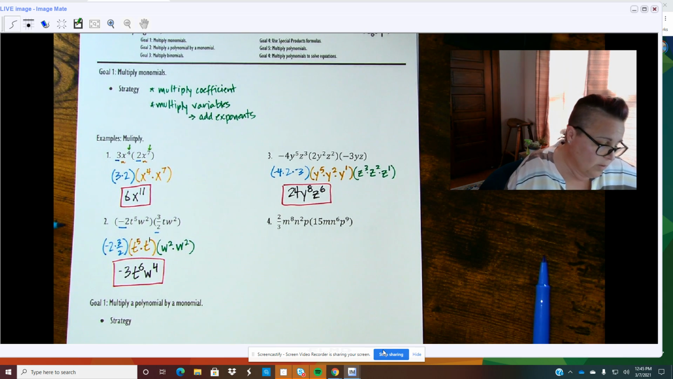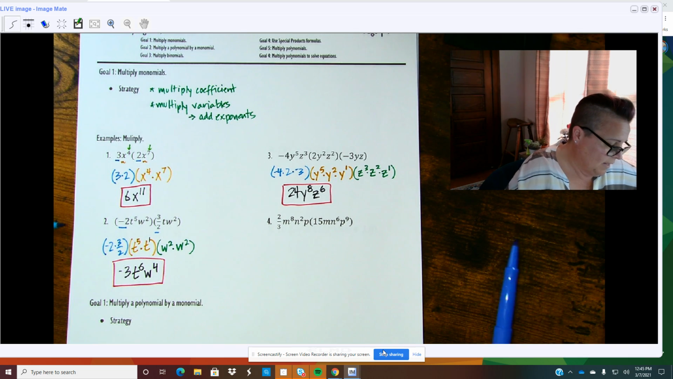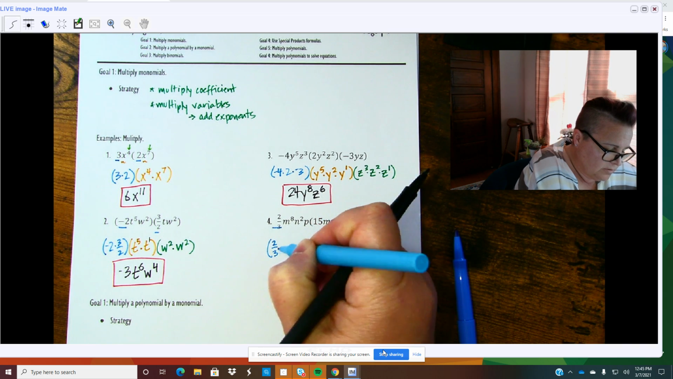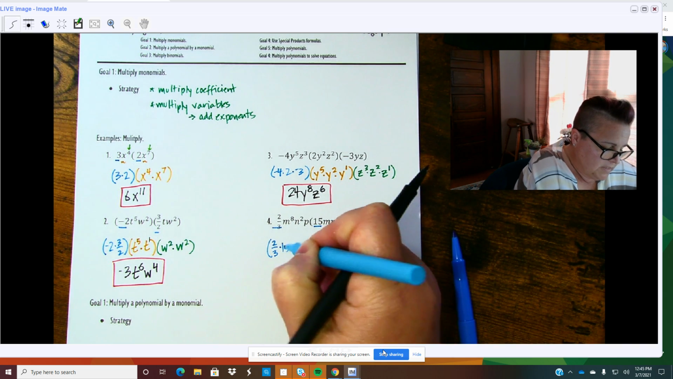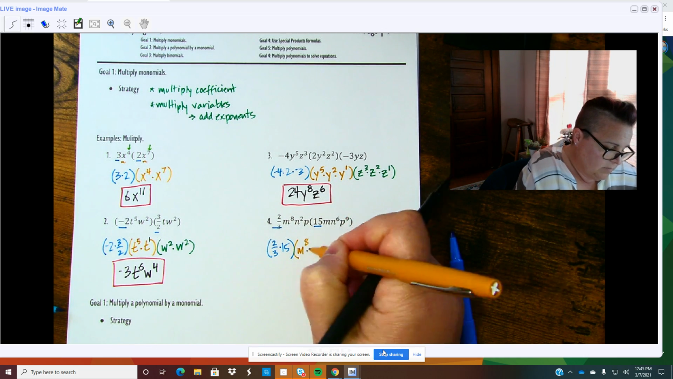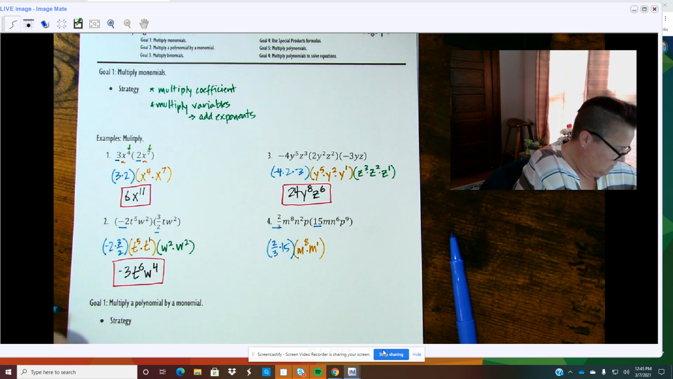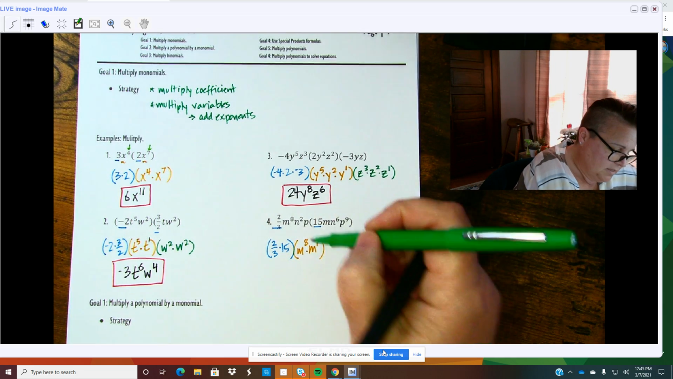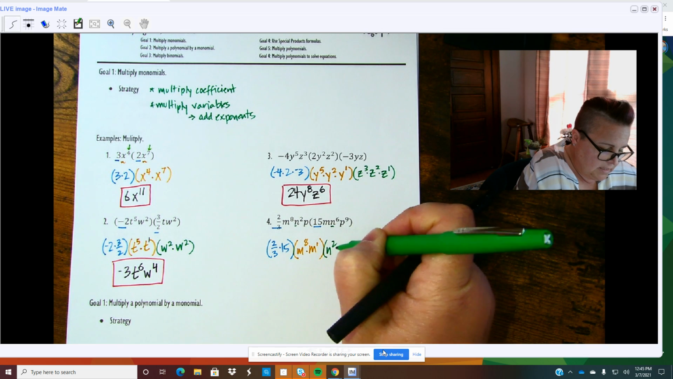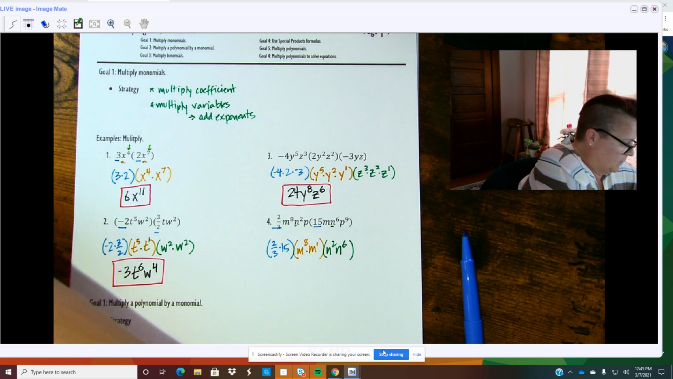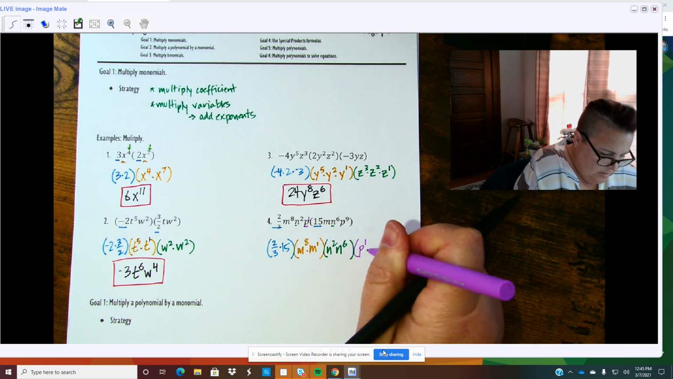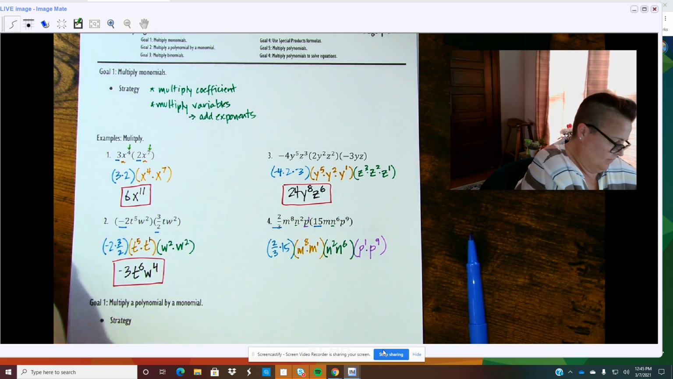All right, problem number 4 looks like a lot, but really it's no more than we have been doing. Here we have a fraction coefficient of 2/3, so this will be a 2/3 times this coefficient of 15. I have an m to the 8th times an m to the 1st here. No other ones. I've got an n squared times an n to the 6th. Now I've got some p's. We'll do p in purple because it's purple. This would be a p to the first times a p to the ninth.